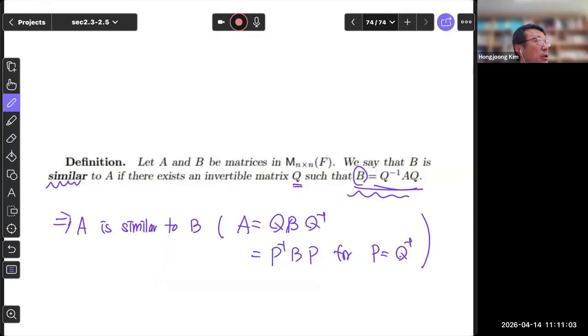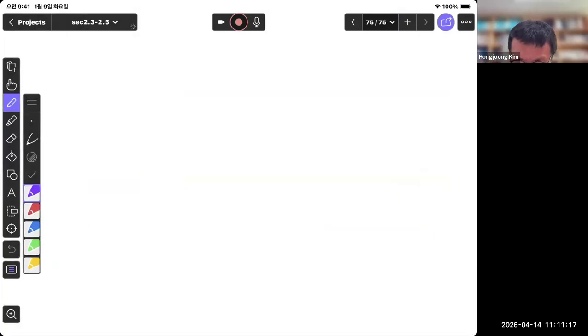Okay, so that's the end of the section. As I announced on the first day, and as you can find in the updated syllabus, we have the midterm on April 21st, from 10:30 to 11:45.